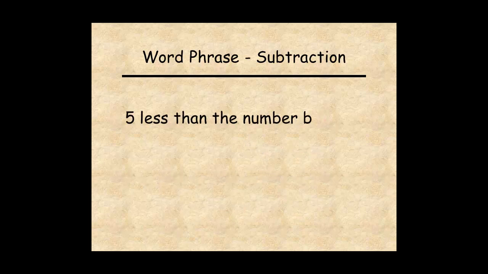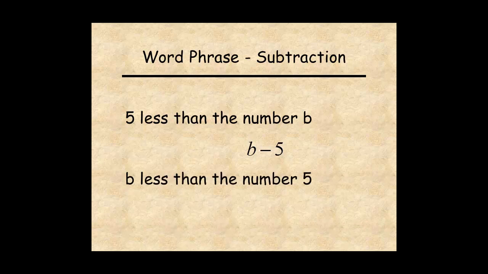Be careful with a less than phrase. Again, the order matters. 5 less than the number b is written as b minus 5. The 5 less than is written after the number b. Also, b less than the number 5 is written as 5 minus b.